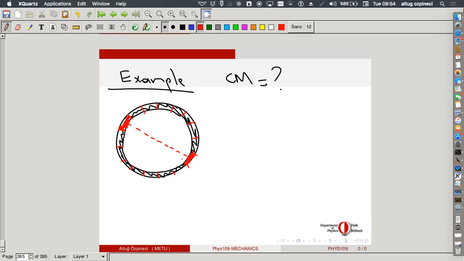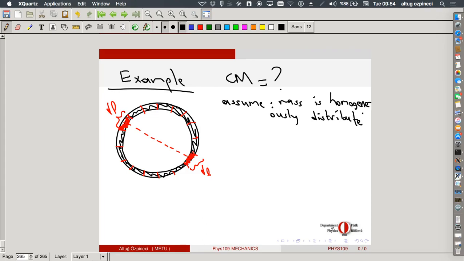Now, let's say this has length dl. This also has length dl, the length of the arc. Let's just assume that mass is homogeneous. So this has mass dm. This also has mass dm. This dm is just a very small amount of mass.